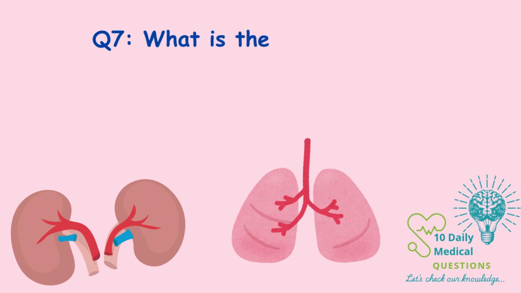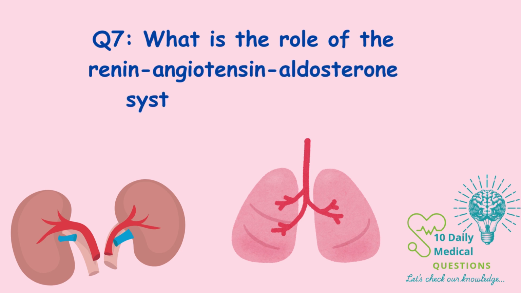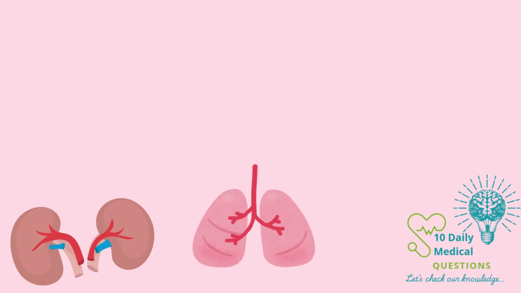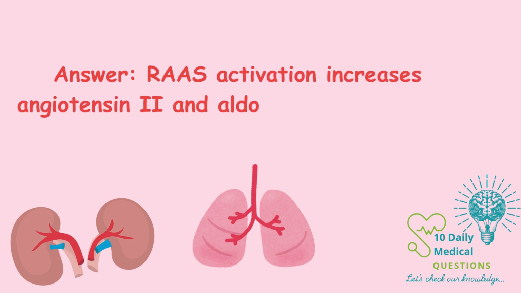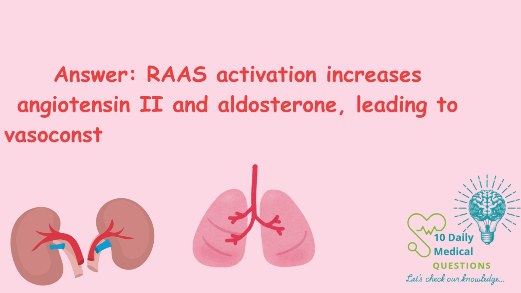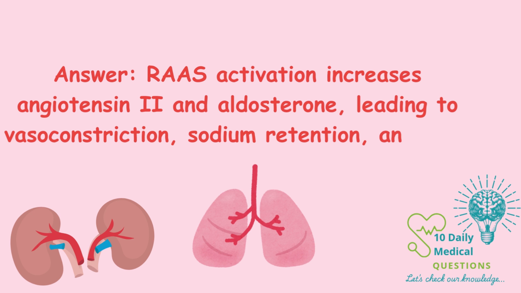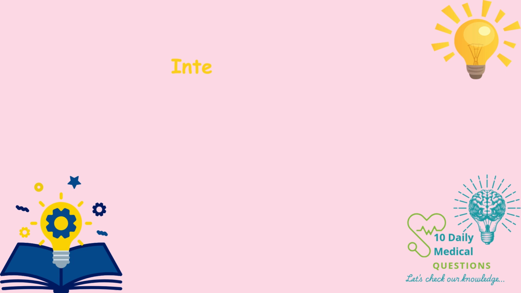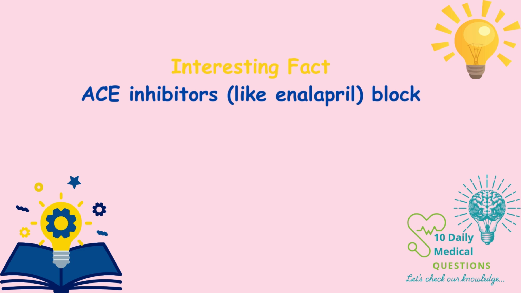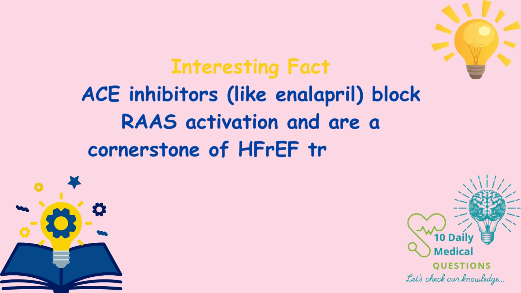Question 7. What is the role of the renin-angiotensin-aldosterone system in heart failure? Answer: RAAS activation increases angiotensin II and aldosterone, leading to vasoconstriction, sodium retention, and fluid overload, which worsens heart failure. Interesting fact: ACE inhibitors like enalapril block RAAS activation and are a cornerstone of heart failure with reduced ejection fraction treatment.